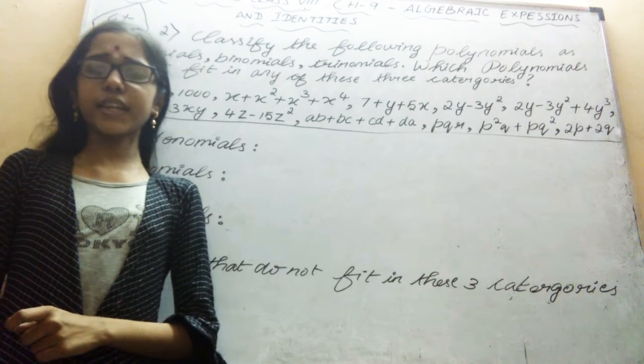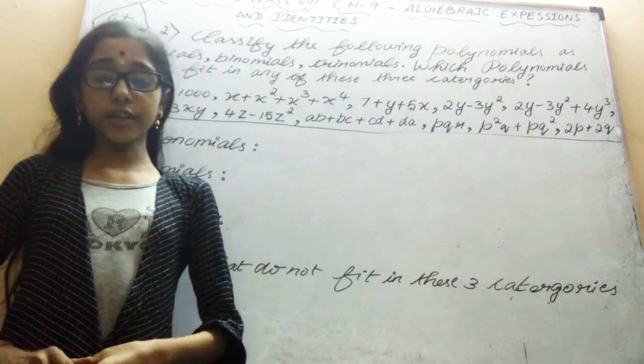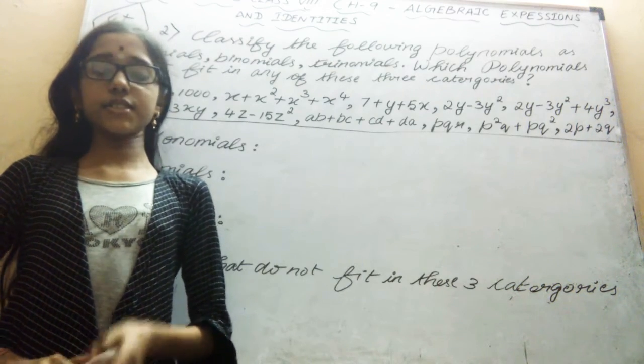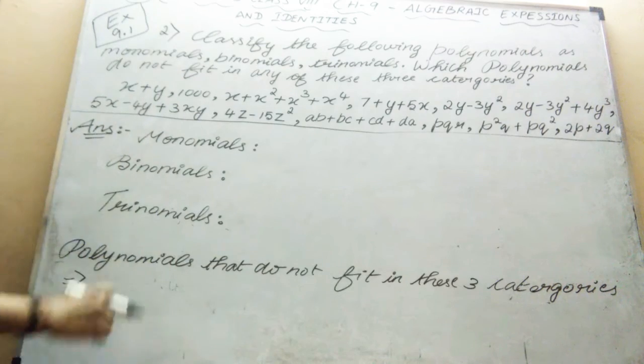We might have heard of the Indian flag being called the tricolor flag. It is because our Indian flag has three colors in it. So tri is three. So now let's go into the sums.